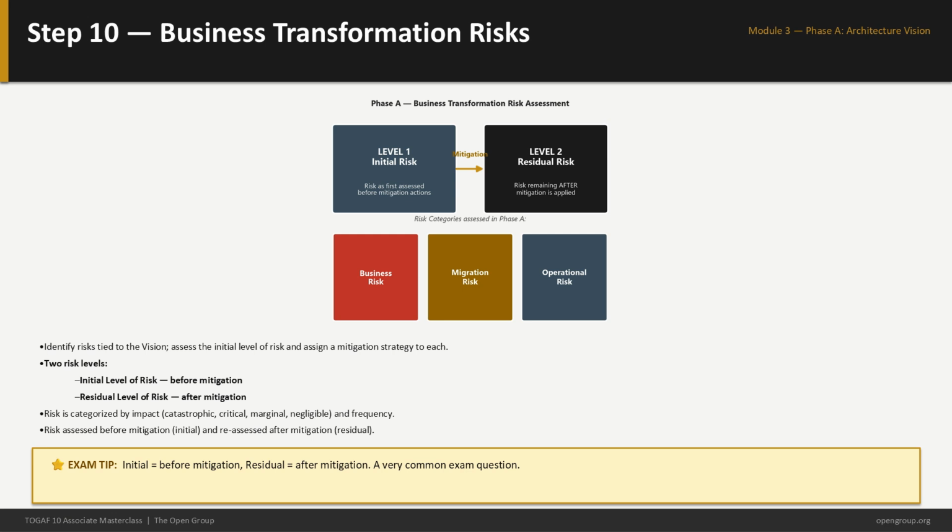As the comparison on screen shows, you assess, you mitigate, then you reassess. Risk itself is categorized by impact: catastrophic, critical, marginal, or negligible, and by frequency. Lock this in firmly: initial means before mitigation, residual means after. The exam will absolutely try to flip those two on you.